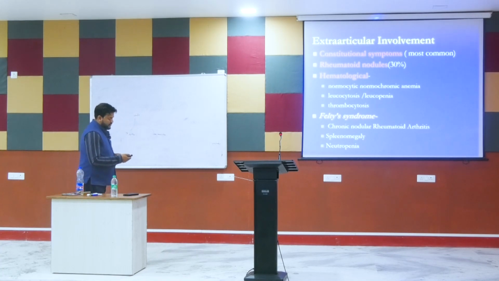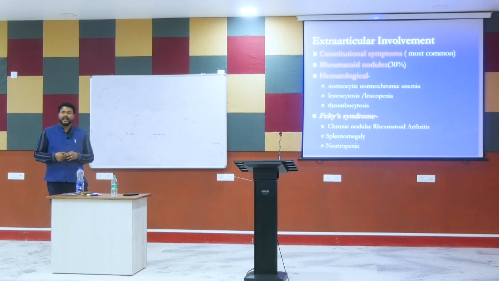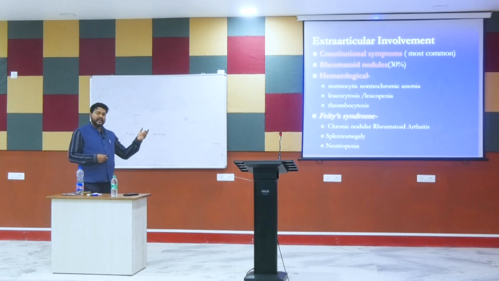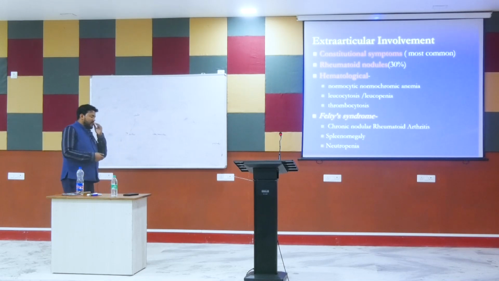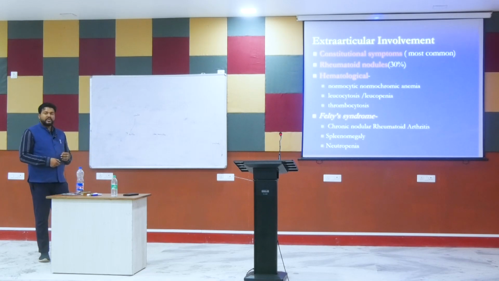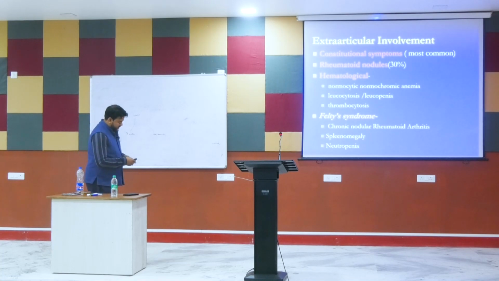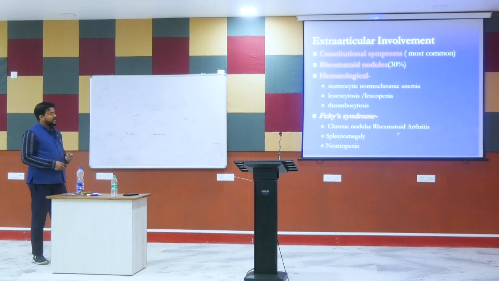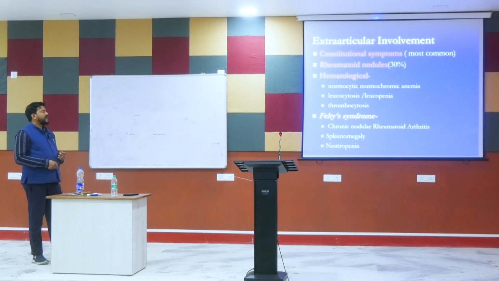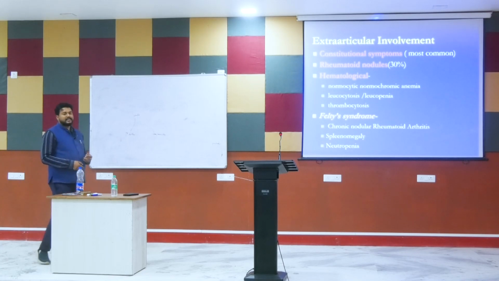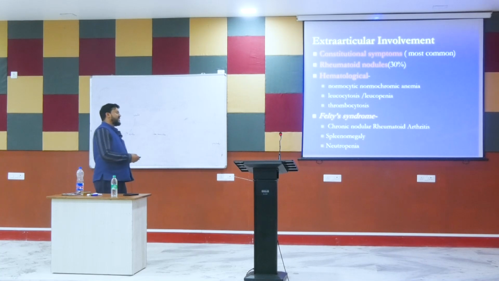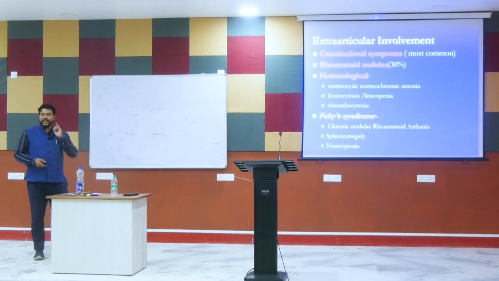What is Felty's syndrome? This is a triad, and it comes as an MCQ question. Felty's syndrome is a patient with rheumatoid arthritis, splenomegaly and neutropenia, low neutrophil count. How to remember this? See, this is N, this is R, and this is S. NRS. Neutropenia, rheumatoid arthritis, and splenomegaly.